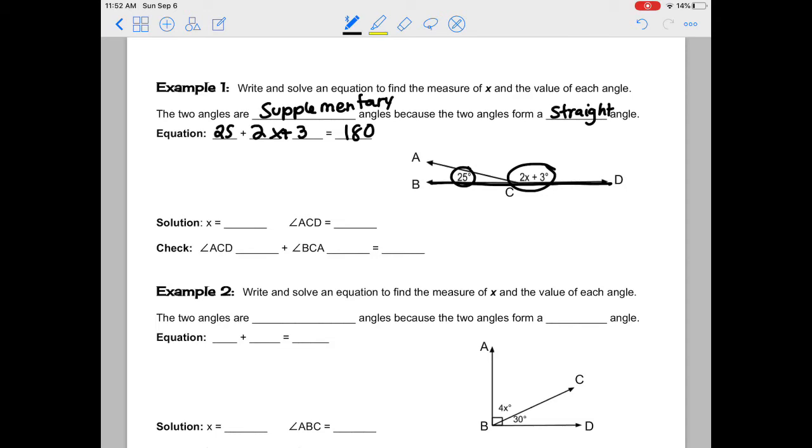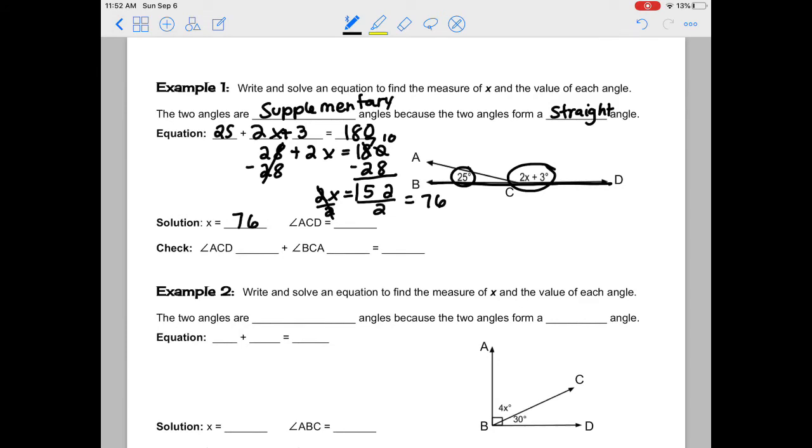If I add this together, I'm going to combine like terms: my 25 and my 3. 25 plus 3 gives me 28 plus 2x equals 180 degrees. I need to isolate my 2x, so I need to do the opposite of plus 28 by subtracting 28 on both sides. This tells me 2x equals, we need to borrow: 180 minus 28 gives 152. If I divide both sides by 2, x would be 76, so x equals 76.